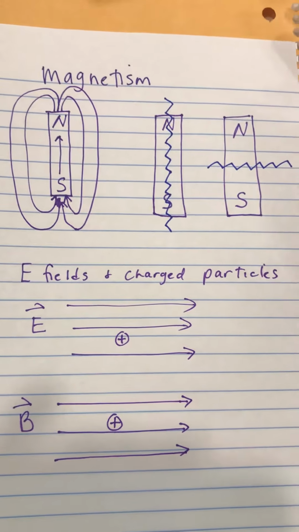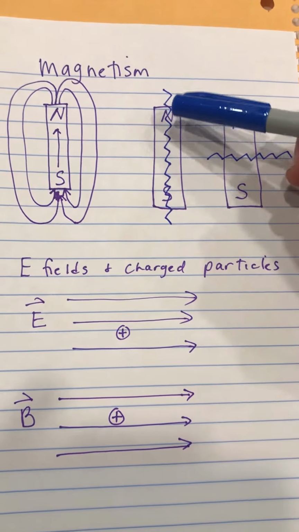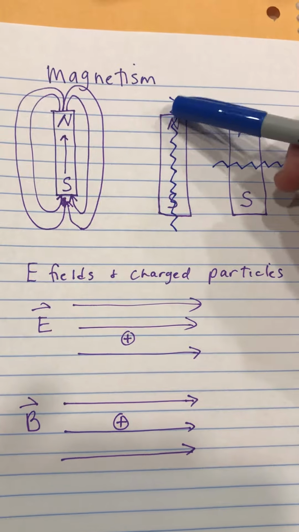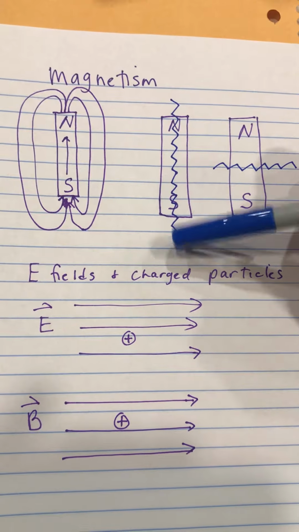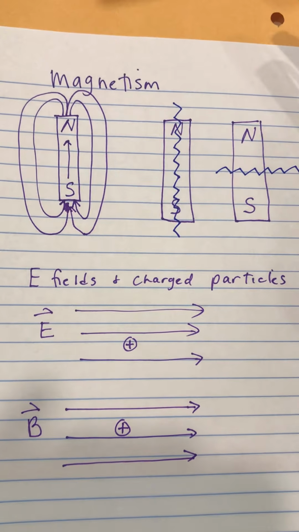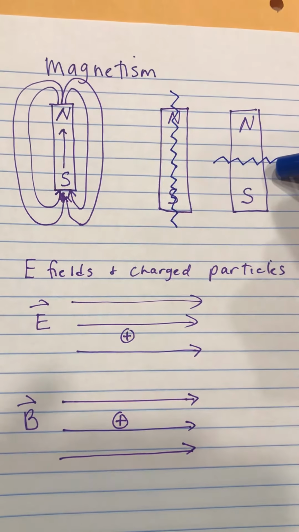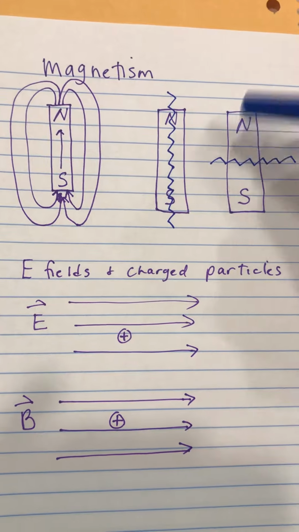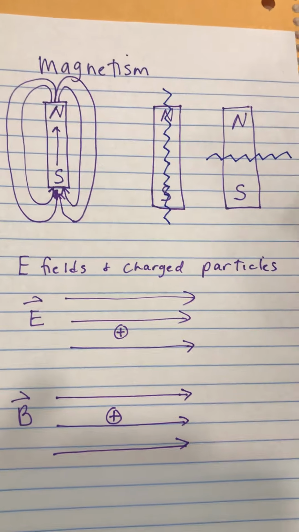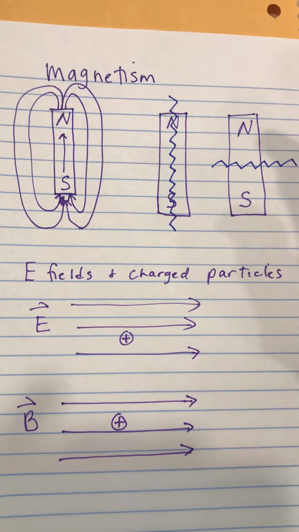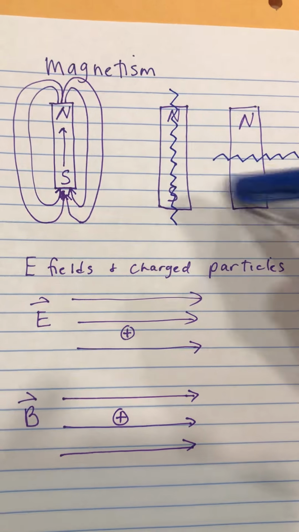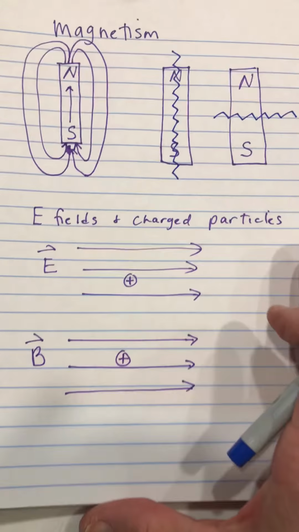Okay, I see this pop up every once in a while. What would happen if you took a bar magnet and cut it in half lengthwise? Would the two pieces attract or repel each other? What if you took a bar magnet and cut it in half this way? Would the two pieces attract or repel each other? That's just kind of a fun little thing, and I've seen that pop up on an AP multiple choice, so just discuss that and see if you can figure that out.